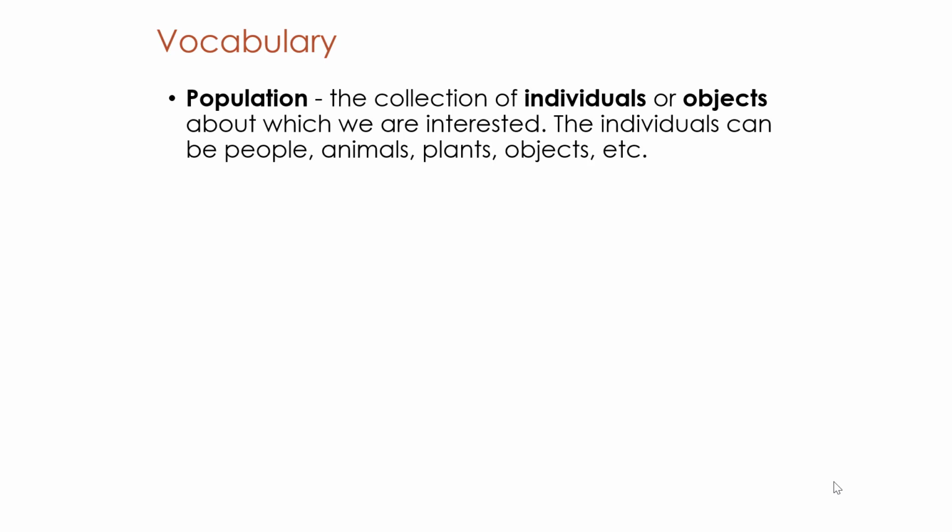A lot of vocabulary. So when we are using statistics, we are interested in the population. It's the collection of individuals or objects about which we are interested. The individuals can be people, animals, plants, objects, etc. Enumeration is what we're working on right now, and so sometimes one of the things that we're interested in is the size of the population, and that is the n value.